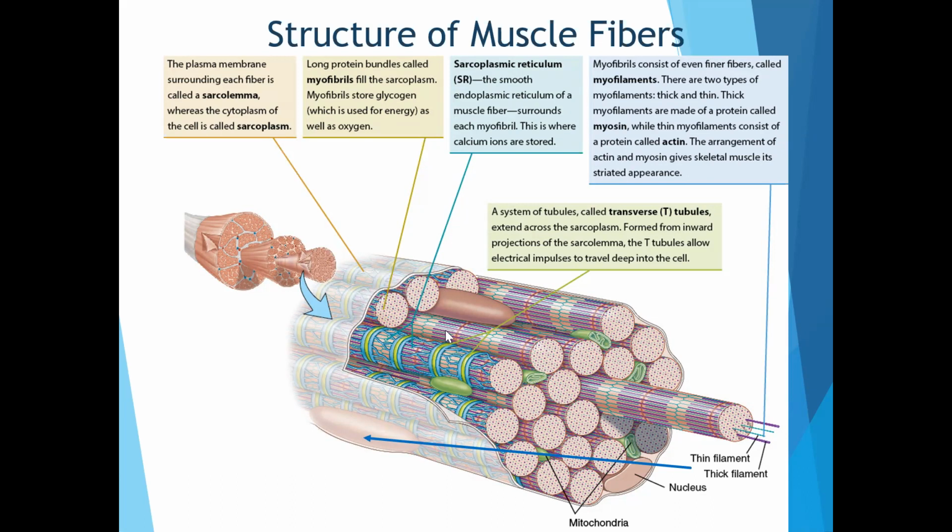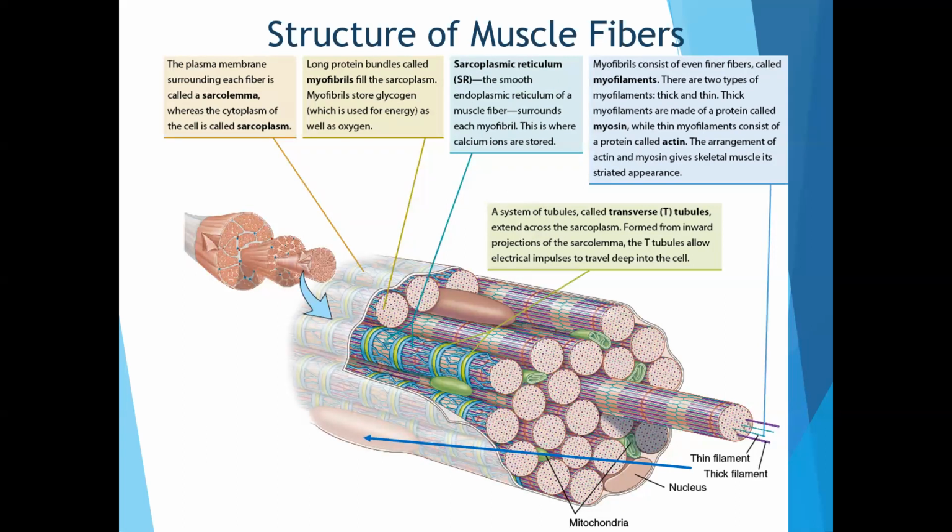And so the muscle fiber is made up of long protein bundles known as myofibrils, and those fill up the sarcoplasm and they store glycogen, which can be converted to glucose for energy, and oxygen, which we also need to run our energy reactions. The sarcoplasmic reticulum, so that's the smooth endoplasmic reticulum of a muscle fiber. So the sarcoplasmic reticulum surrounds the myofibril, and they store calcium ions. And calcium ions are very important for muscle contraction, and we'll get into that whole process a little bit later on.